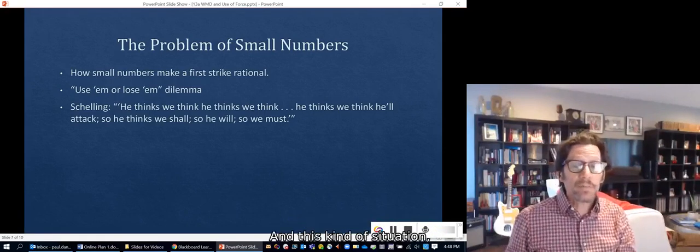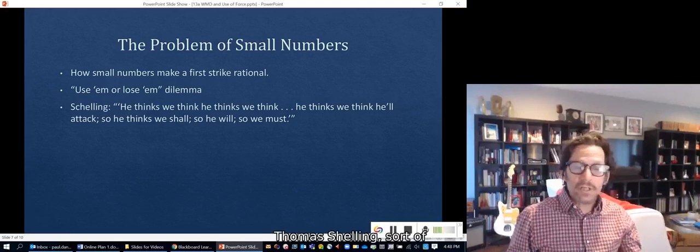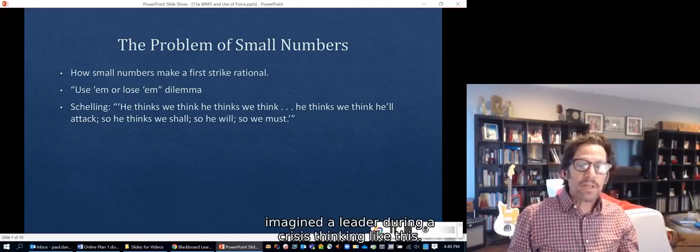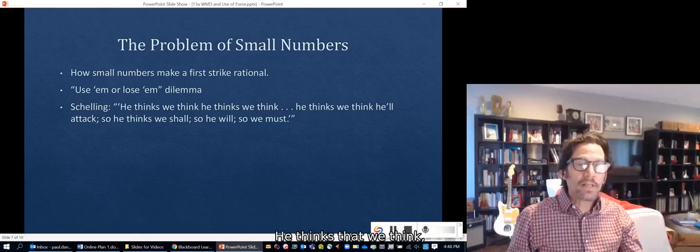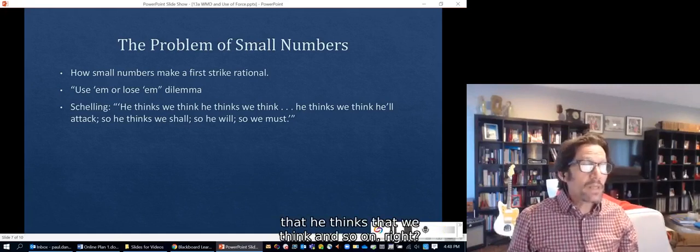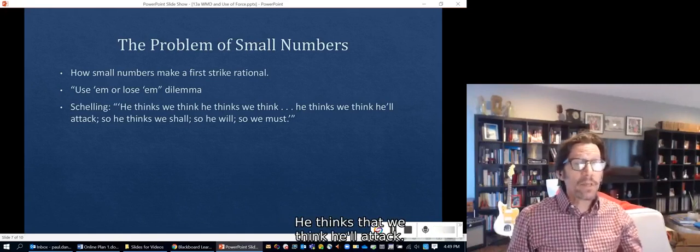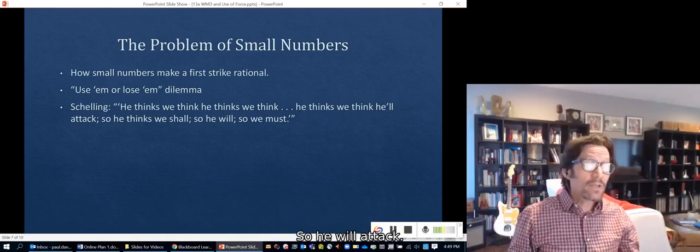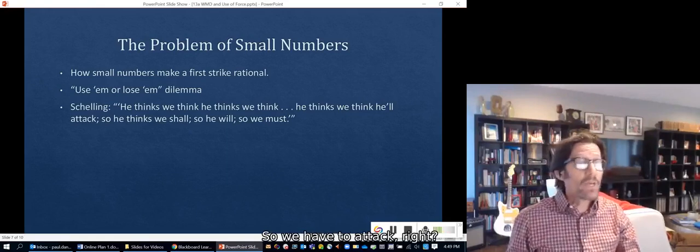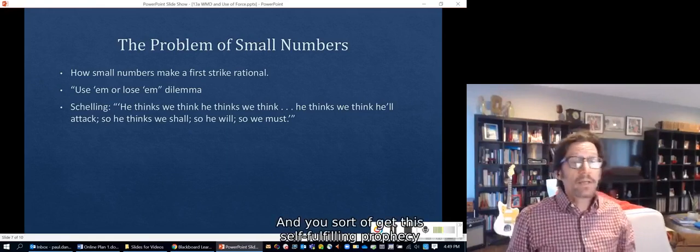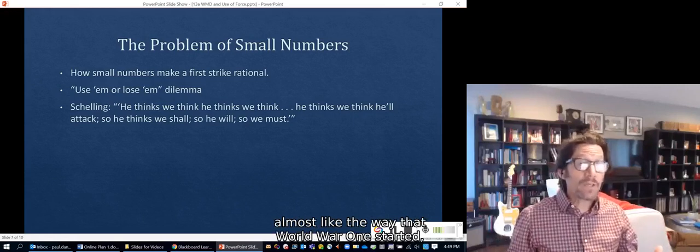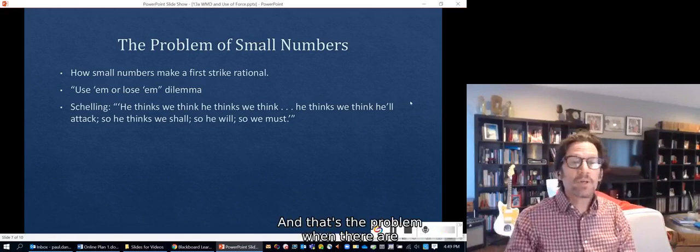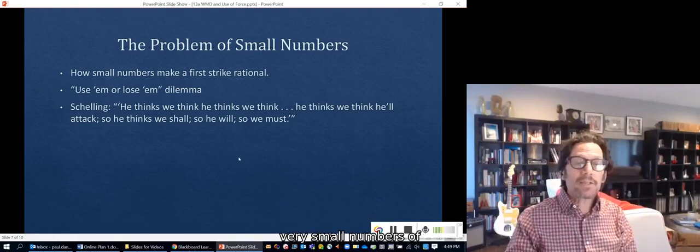Right? And in this kind of situation, the great nuclear strategist Thomas Schelling imagined a leader during a crisis thinking like this. He thinks that we think that he thinks that we think, and so on, right? He thinks that we think he'll attack. So he thinks we shall attack. So he will attack. So we have to attack, right? And you sort of get this self-fulfilling prophecy, almost like the way that World War I started, except infinitely more destructive. And that's the problem when there are very small numbers of nuclear weapons.